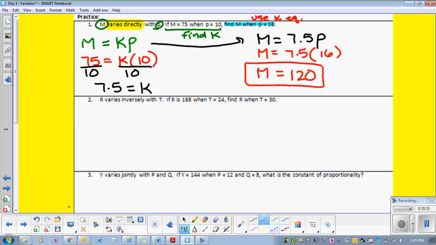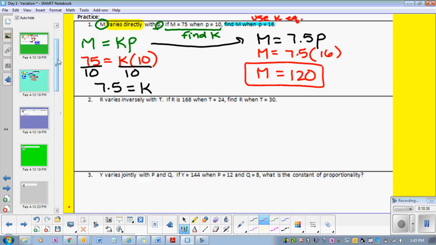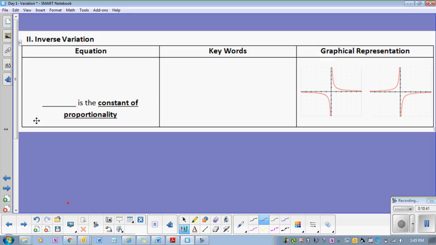All right, so let's go back to our notes and take a look at another type of variation, another relationship. This is called an inverse variation, okay? With direct variation, I told you, if one goes up, the other one goes up, and if one goes down, the other one goes down. Well, inverse variation is one goes up, the other one goes down, or one goes down and the other one goes up, okay?